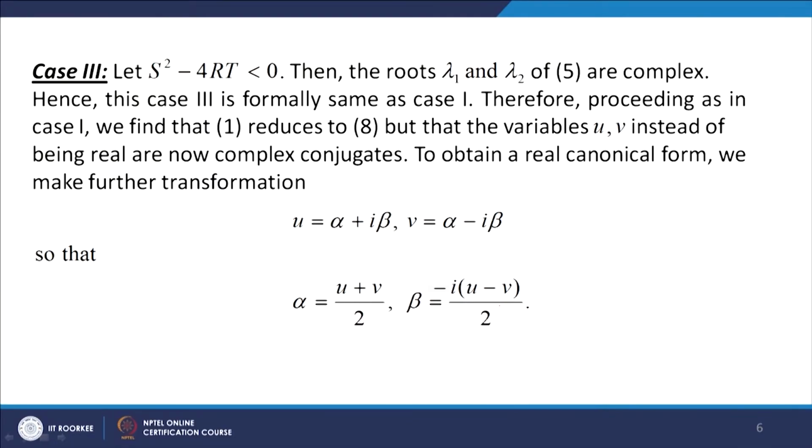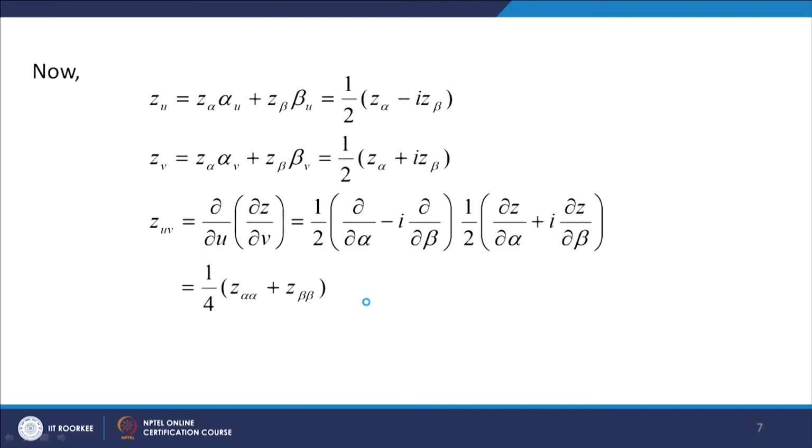So, to obtain a real canonical form, let us make a further substitution. Since U is a complex function of x and y, we can put U equal to alpha plus i beta, where alpha and beta are functions of x and y, and V as alpha minus i beta, because V is the complex conjugate of U. Then you can find the values: alpha is equal to (U plus V) by 2, beta is equal to minus i times (U minus V) by 2. So we get the values of alpha and beta, and then we use the transformation to reduce the given form to this one.